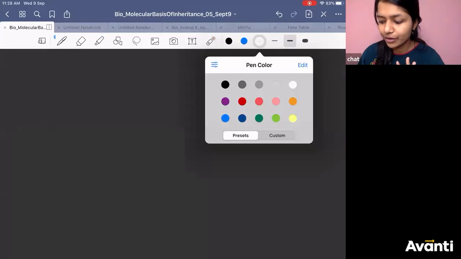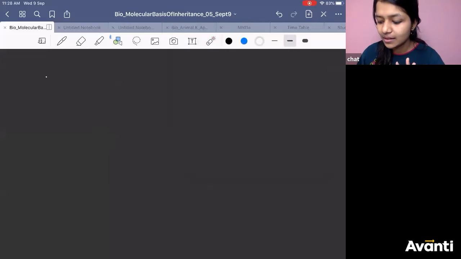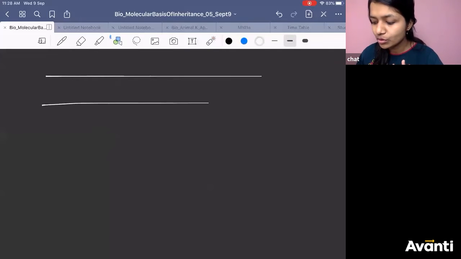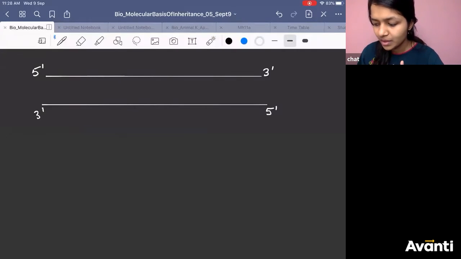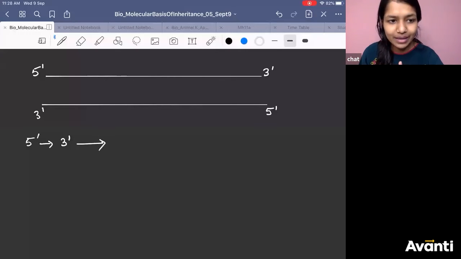Listen to me very carefully. So this is clear that if I have two strands of DNA, one is 5 prime to 3 prime and another is 3 prime to 5 prime. Out of these two, can the 5 prime to 3 prime strand be considered as template? Tell me yes or no? No, right? Very good.